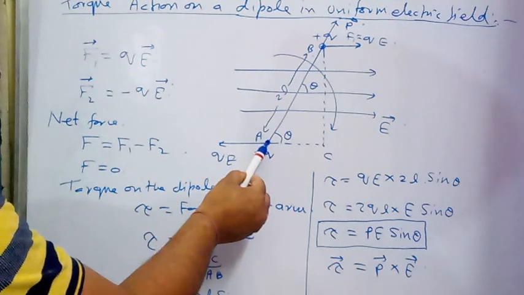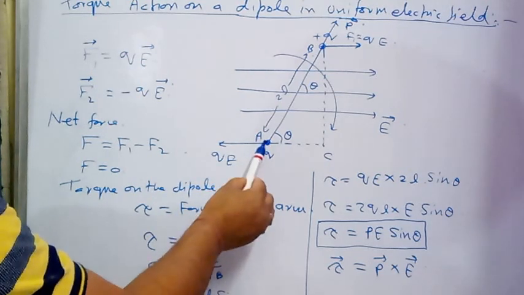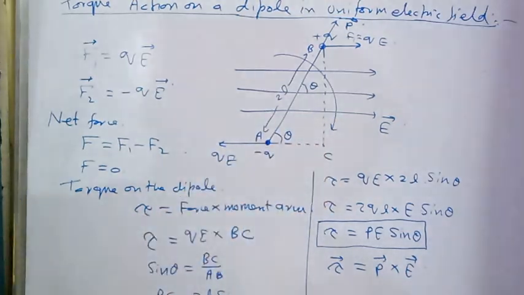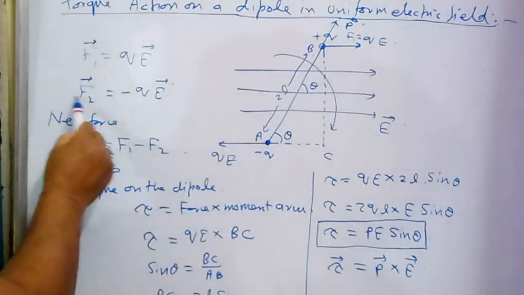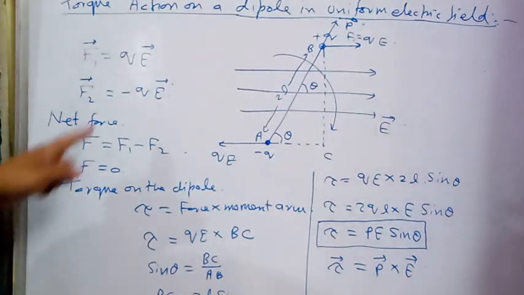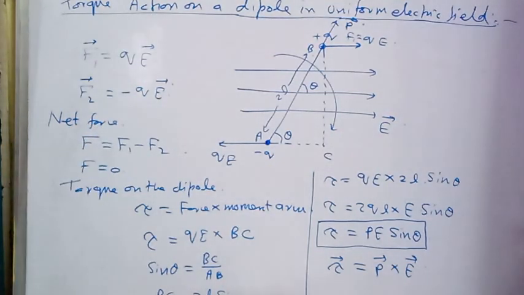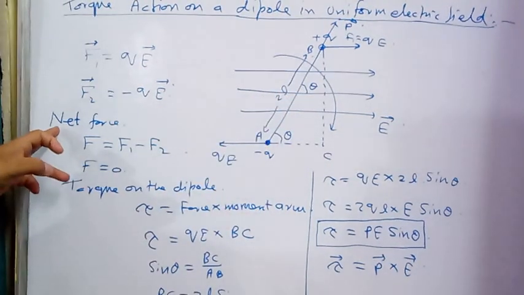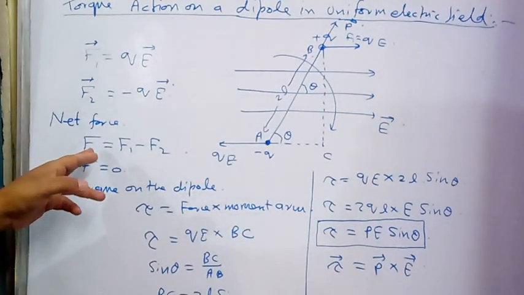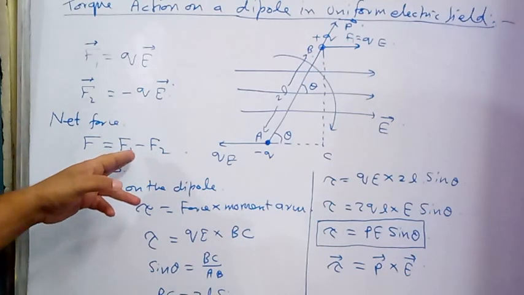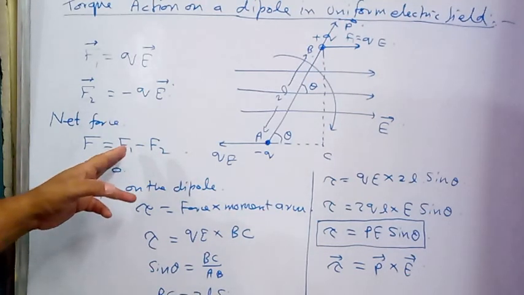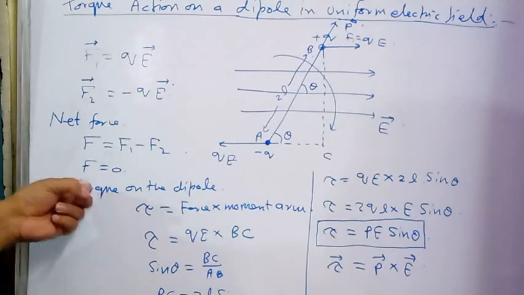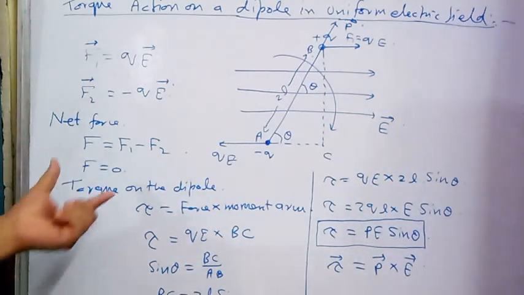At the same time, the force acting on the negative charge of the dipole is QE, but the direction of this force is opposite to the direction of the electric field due to negative charge, and that is given as F2 equals minus Q into E. If the question asks what is going to be the net force acting on the dipole, here you can see the net force acting on the dipole is F equals F1 minus F2. As vectors F1 and F2 are in opposite direction, therefore their sum is 0. So the net force acting on the dipole is 0.